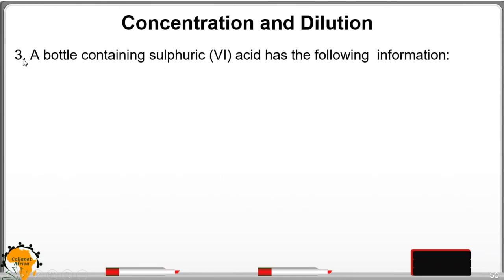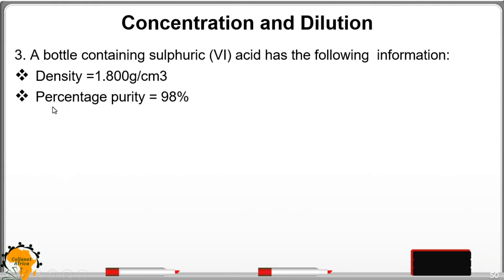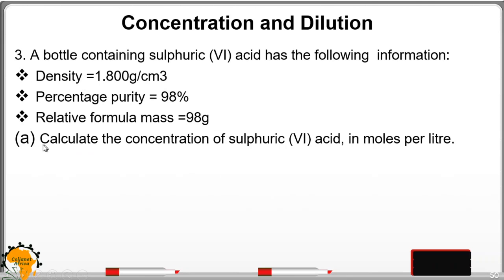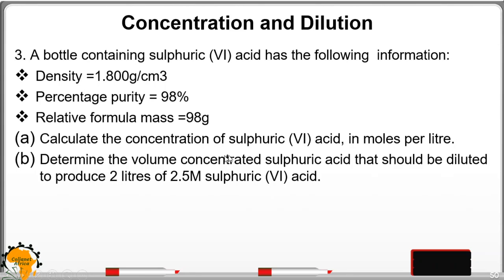The next example: a bottle containing sulfuric acid has the following information: density 1.800 grams per centimeter cubed, percentage purity 98%, relative formula mass 98 grams. Calculate the concentration of sulfuric acid in moles per liter. Then B, determine the volume of the concentrated sulfuric acid that should be diluted to produce 2 liters of 2.5 molarity sulfuric acid.